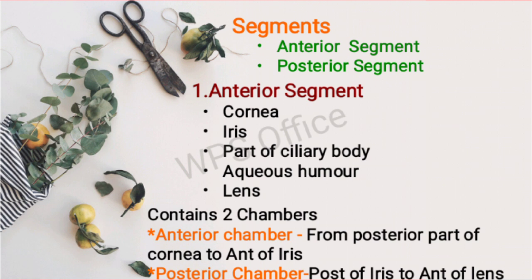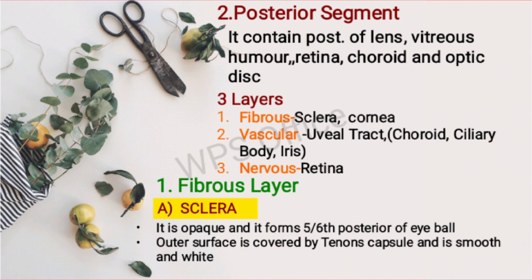And next is the posterior chamber, that is from the posterior of the iris to the anterior of the lens. So up to the anterior of the lens is what we have divided as the anterior segment. Next is the posterior segment, which includes structures like the posterior part of the lens, vitreous humor, retina, choroid and optic disc. Based on this constitution, we divide the eyeball into three layers: fibrous, vascular and nervous.